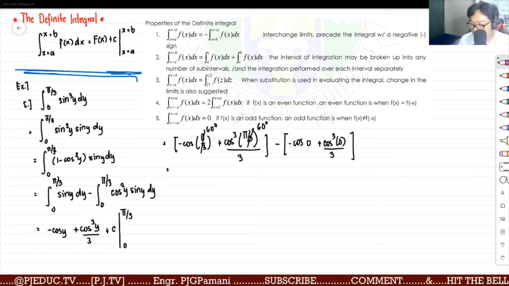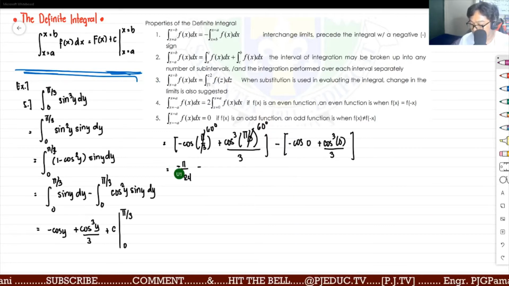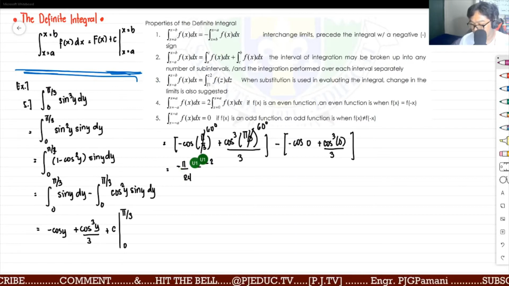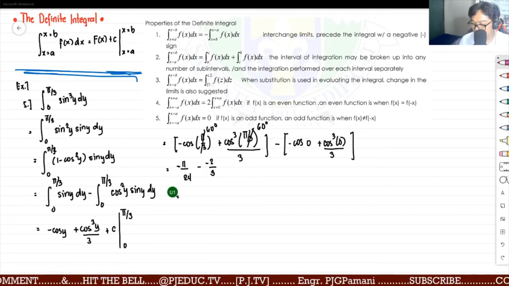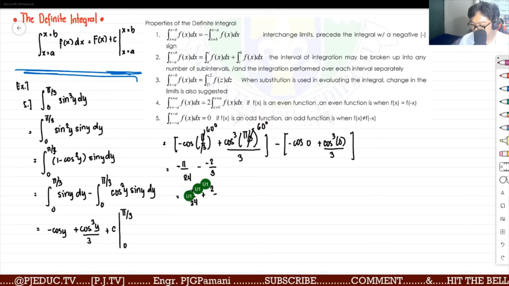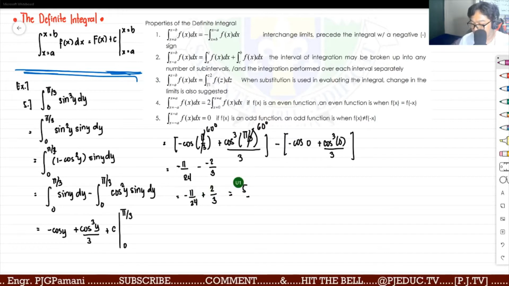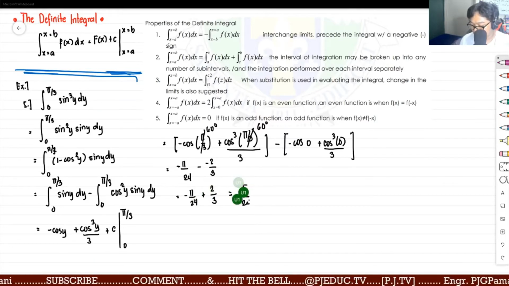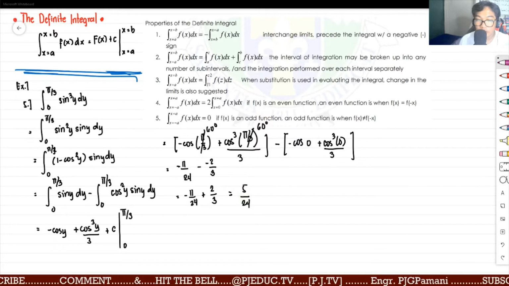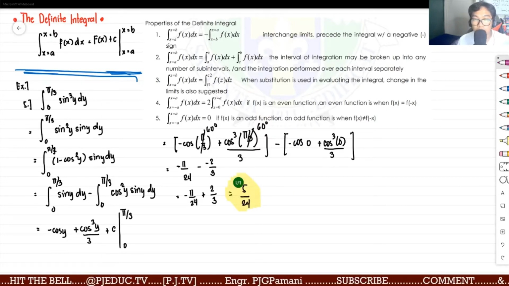Simplify. Again, in terms of fractions, all our answers, do not express your answers in decimal. So the first term is negative 11 over 24 minus negative 2 over 3, or negative 11 over 24 plus 2 over 3, which gives us the final answer of 5 over 24. So that is now our final answer for this problem.